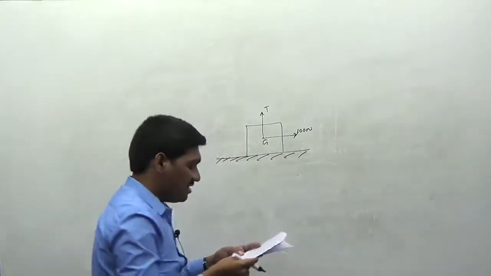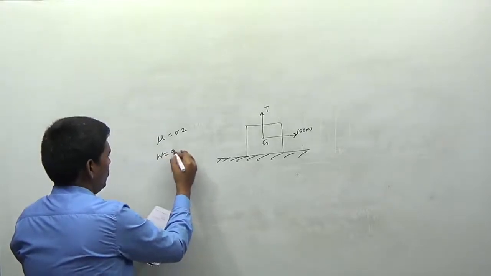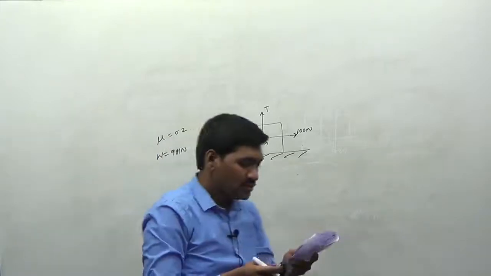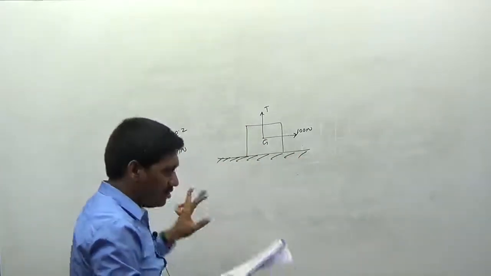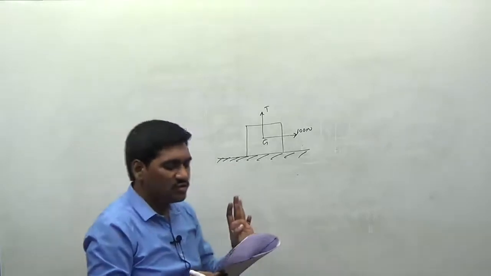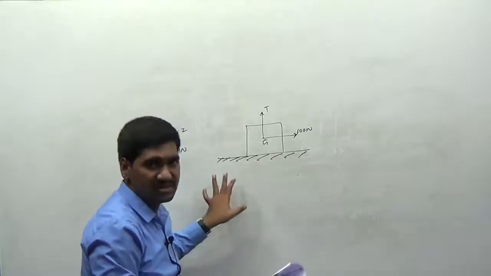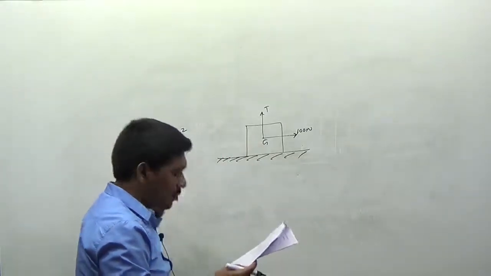I will read the question once again. The weight of the block is given as 981 newtons. This is the block resting on this surface. The weight of the block is equal to 981 newtons. The coefficient of friction between the block and the horizontal surface: this is the block, this is the horizontal surface here. The friction coefficient between these two is equal to 0.2.